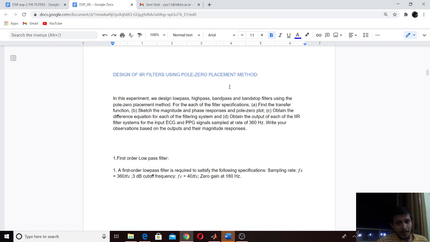Now, the design of IIR filters using the pole zero placement method. The experiment question: in this experiment, we design low pass, high pass, band pass, and band stop filters using the pole zero placement method. For each of the filter specifications, we need to find a transfer function, sketch the magnitude and phase responses and pole zero plot, obtain the difference equation for each filtering system, and obtain the output of each of the IIR filter systems for the ECG and PPG signals which are sampled at 360 Hz. And write your observations based on outputs and the magnitude responses.